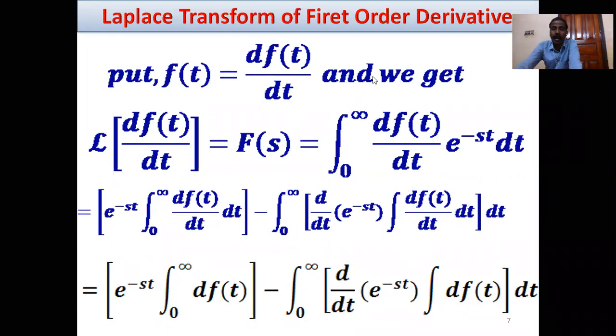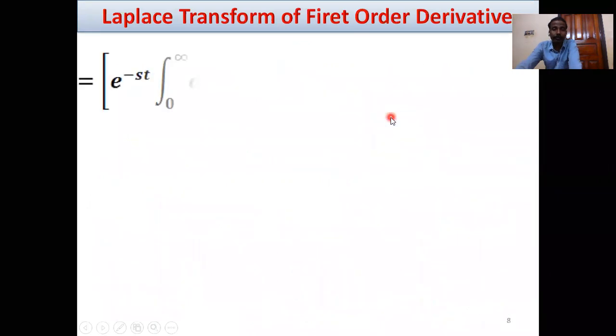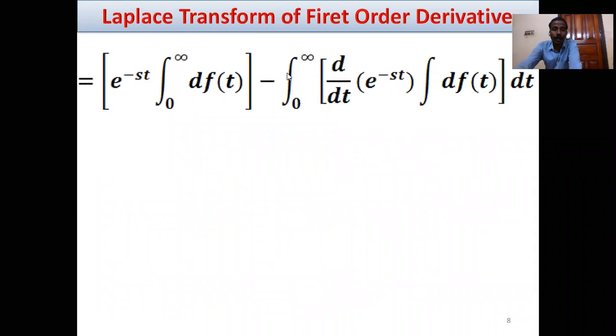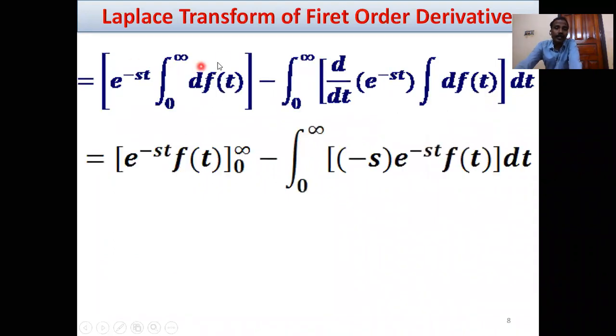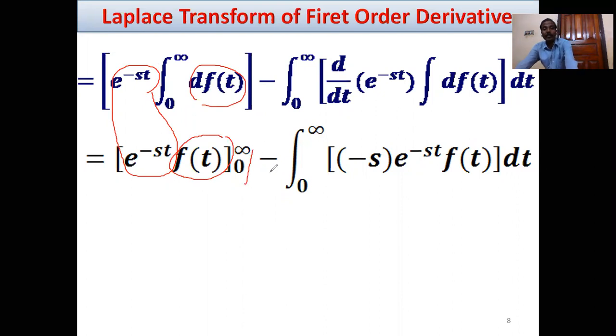Then integrate and we get just e to the power minus st constant. This is fixed, and then d of f(t) is d of something equals to something. So here d of f of t equals to only f of t, limit 0 to infinity, upper limit infinity, lower limit 0, then minus 0 to infinity, e to the power minus st equals to what?